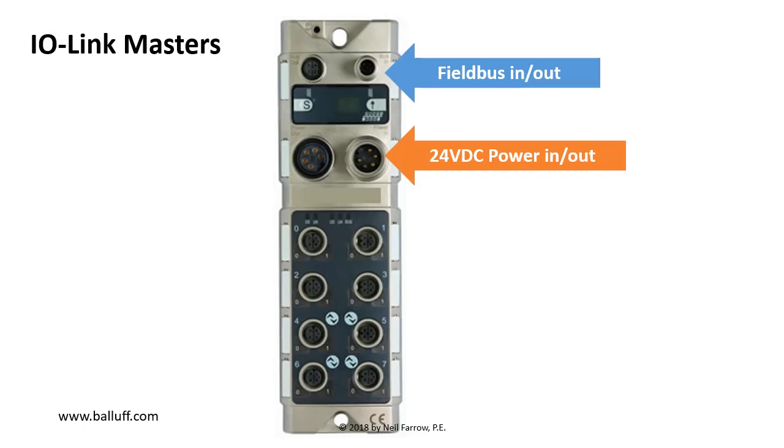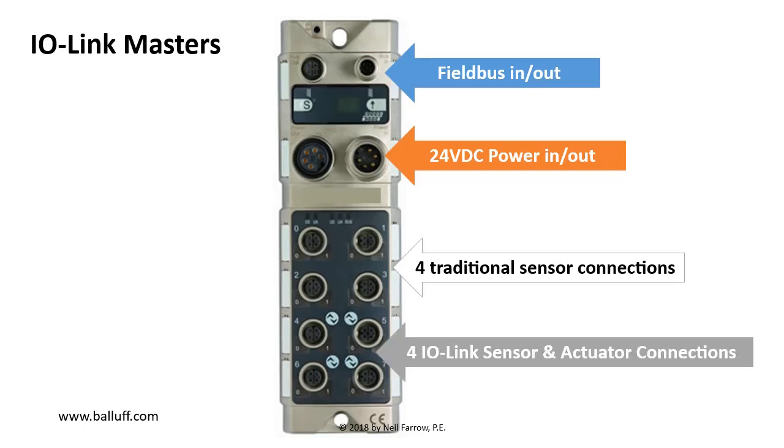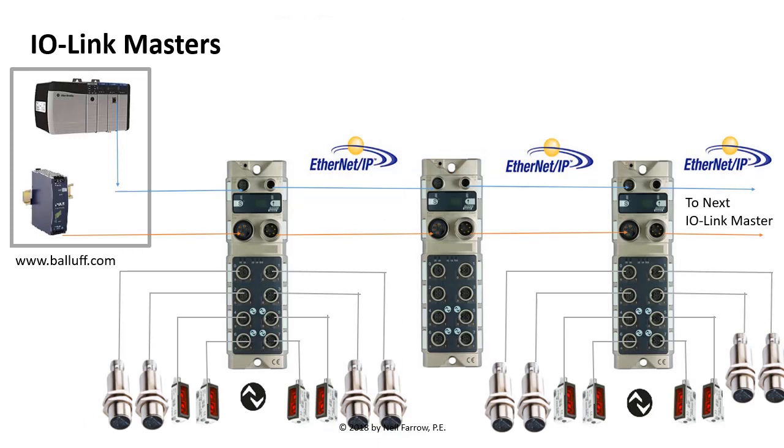Typically, you've got two power sources, one for the sensors and the master, and a second, a higher current for outputs. This particular master has 4 connections for traditional 24-volt sensors and 4 for IO-Link sensors. This shows the power cascaded through 3 masters with the field bus also cascaded and the connected photo eyes and the traditional proximity switches. Most PLCs are artificially limited in the number of Ethernet IP drops they can have or the number of field bus nodes they can have.